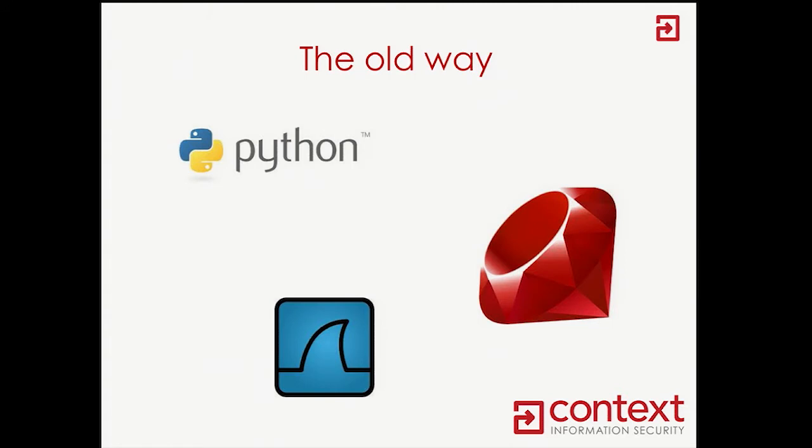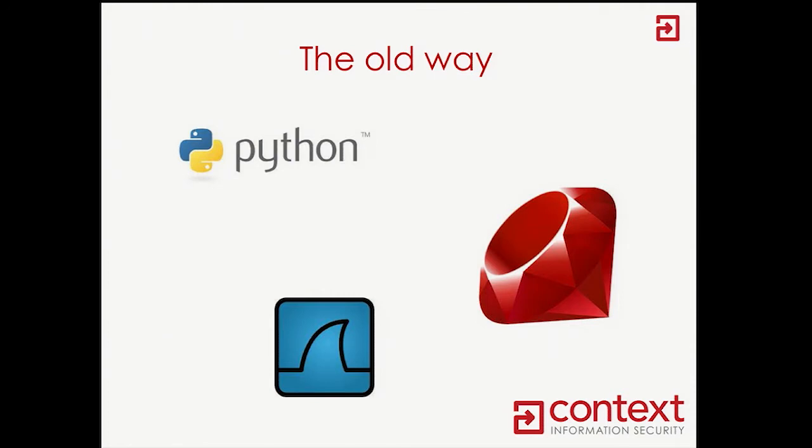So the old way of doing it, this is how we used to work. We used to work in a lot of Python, a lot of Ruby, using Wireshark for reference. And we just found we were rewriting code every single time. You would write a specific bit of Python code to intercept a specific protocol and modify it. And very little of that code was actually reusable for the next job that we came along to do.